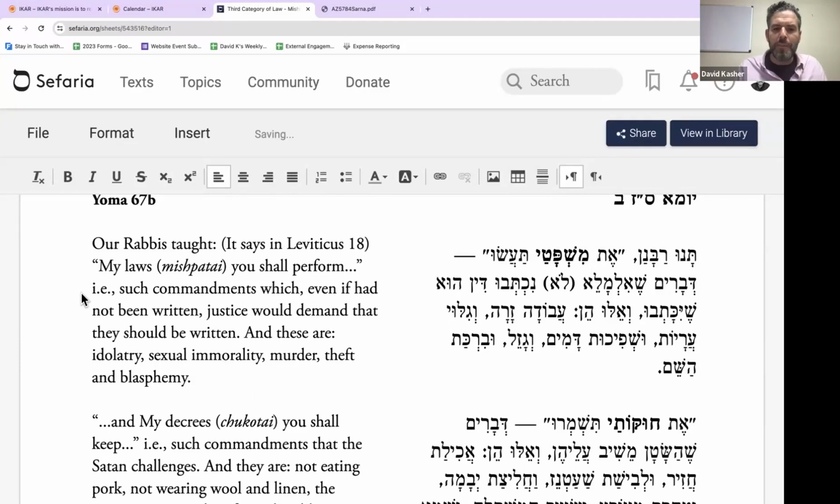Well, they define them. Such commandments which, even if they had not been written, justice would demand that they should be written. And these are idolatry, sexual immorality, murder, theft, and blasphemy. Ten Commandments kind of stuff. In other words, the Talmud is telling us these laws, the mishpatim, it's almost heretical to say you don't even need a Torah for these laws.